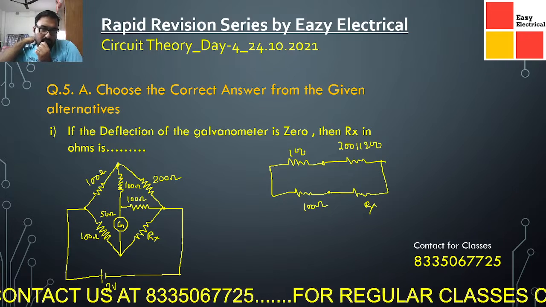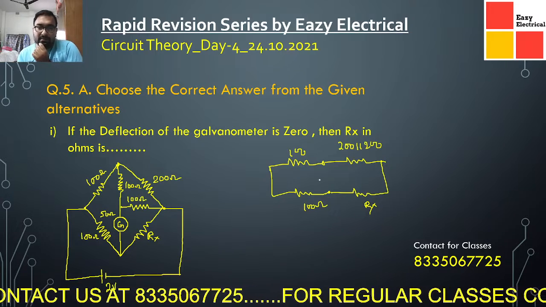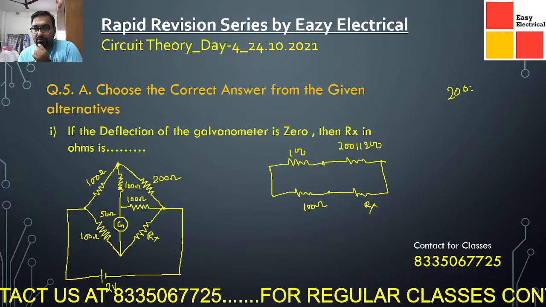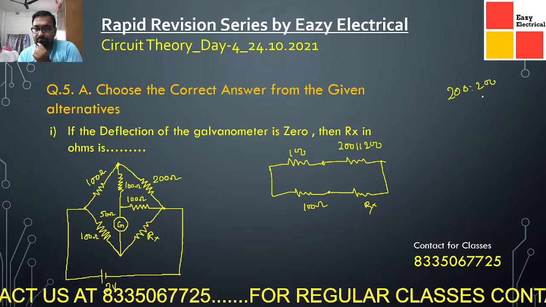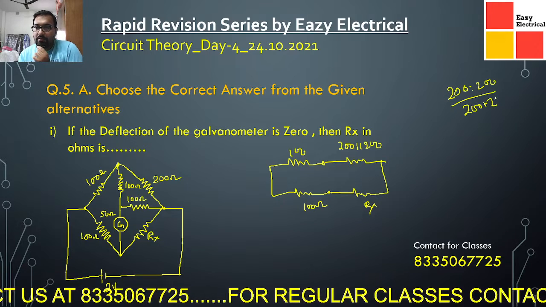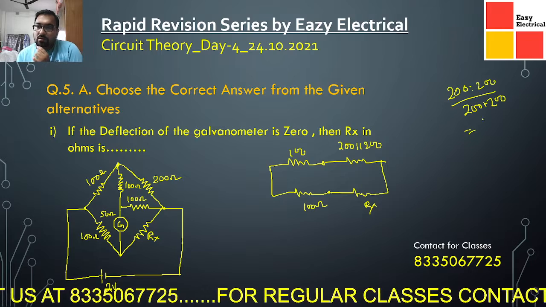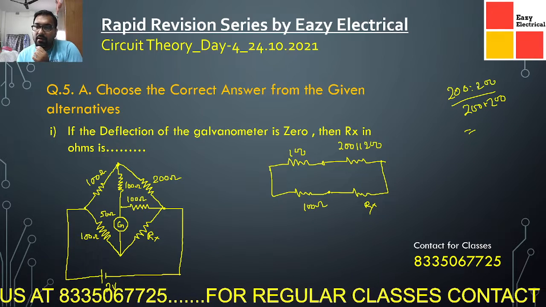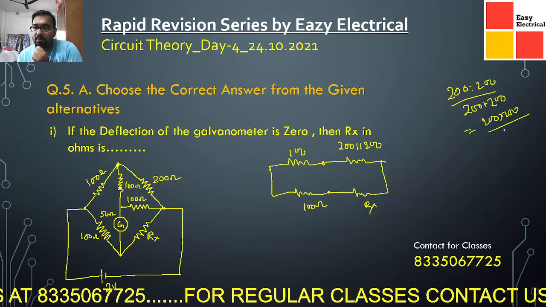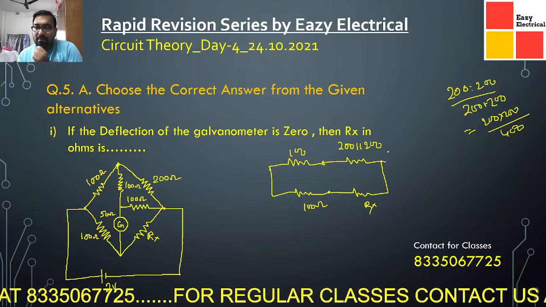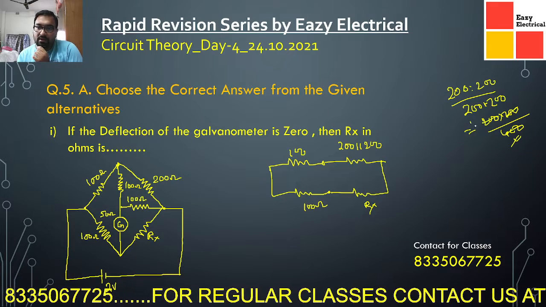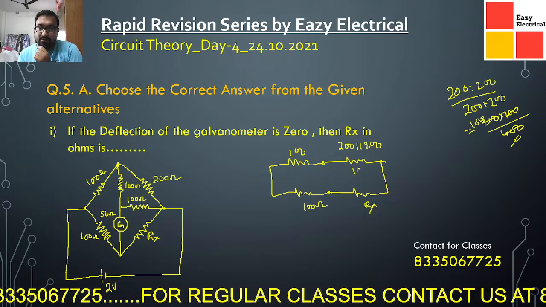Now you can basically get here, this is 200 into 200 divided by 200 plus 200, so that is 400, and you can get here 200 into 200 divided by 400. Basically R by 2 is the result. R by 2 is the result, so 100 will be the result.